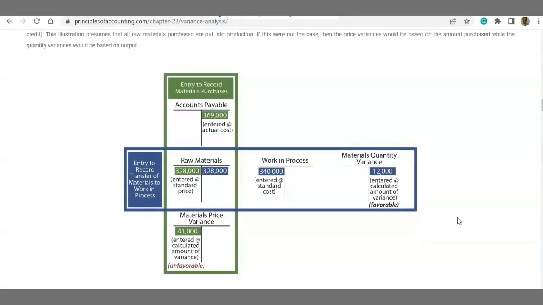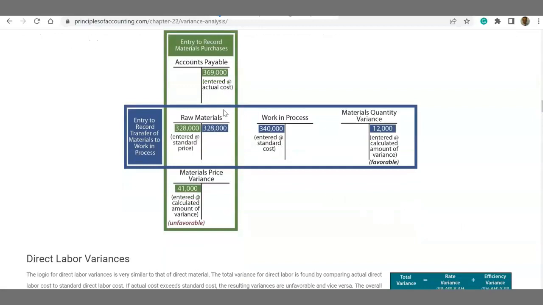So here is a key account view. The entry to record transfer of materials to work in process. In accounts payable, yes, we have a $369,000 liability to pay for the material we purchased, very expensive at $90 per pipe. However, the raw material is just debited for $328,000, and the difference went into the debit side as unfavorable. We call it material price variance because we spent more money for the material than was supposed to be $328,000. We spent $41,000 more, which is unfavorable.